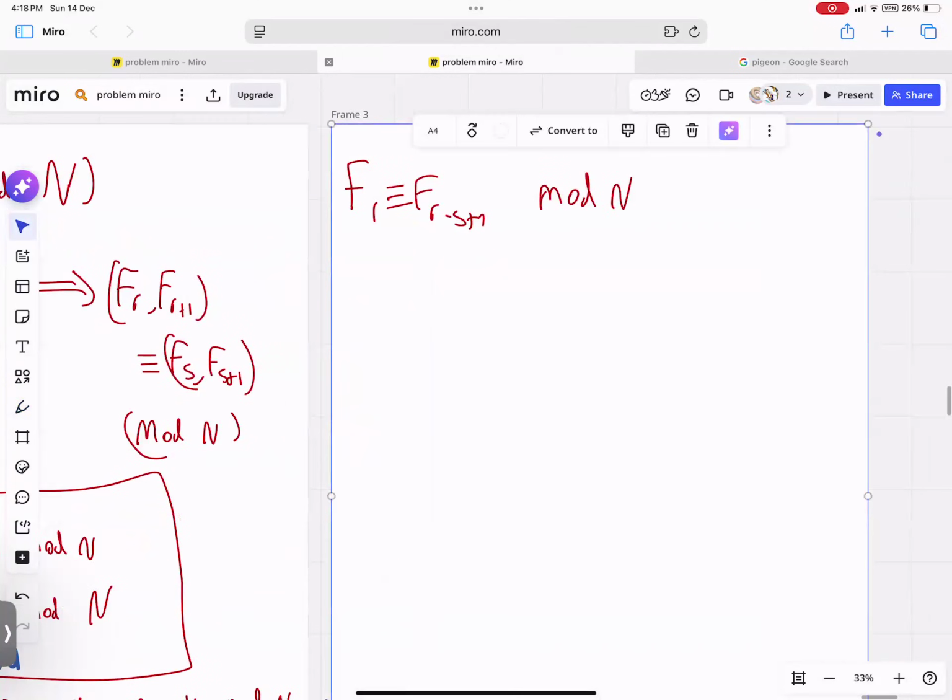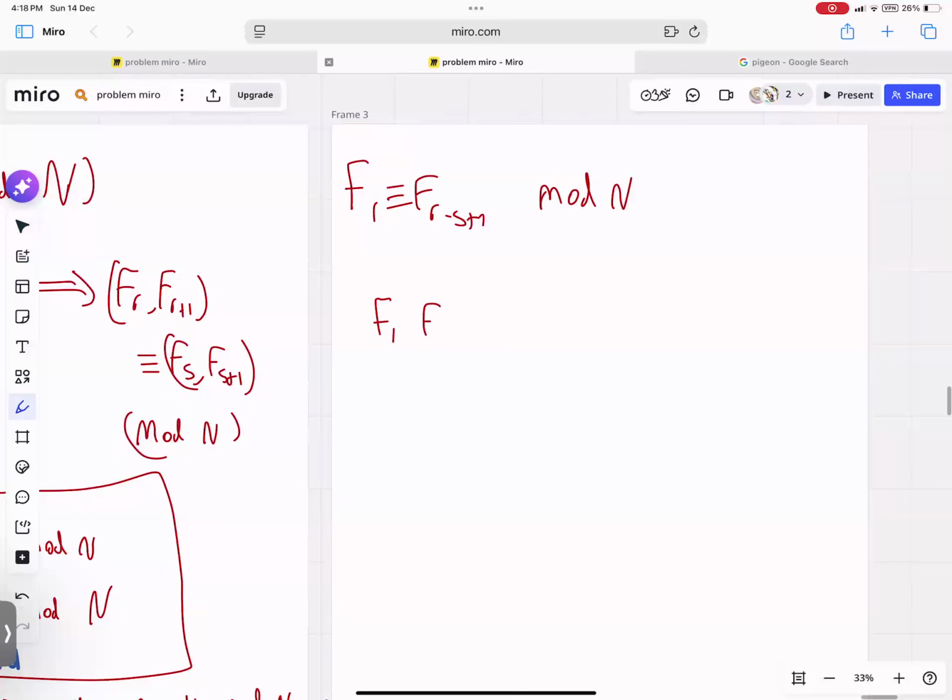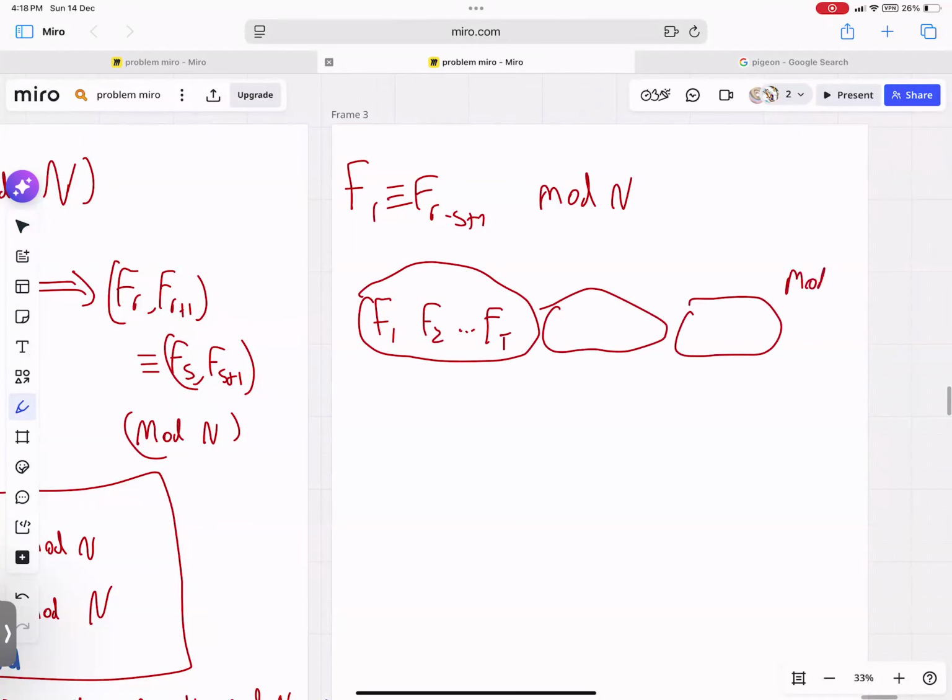We know that f of 1, f of 2, on and on till f of t, and then this essentially repeats mod n.